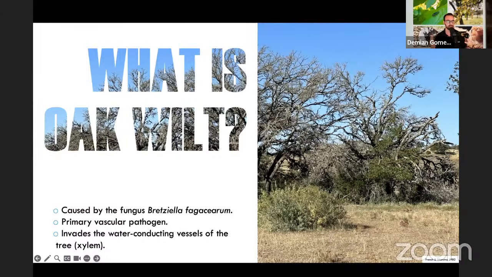So the way this disease works is that the fungus is going to invade the water conducting vessels of the tree. That's basically the xylem. And the tree is going to respond by plugging the tissues, right? And that's going to result in a lack of water to the leaves, and therefore the tree is going to die. If you have ever heard about other diseases, for example, laurel wilt, this is a very similar situation to what we see with that kind of pathogen.